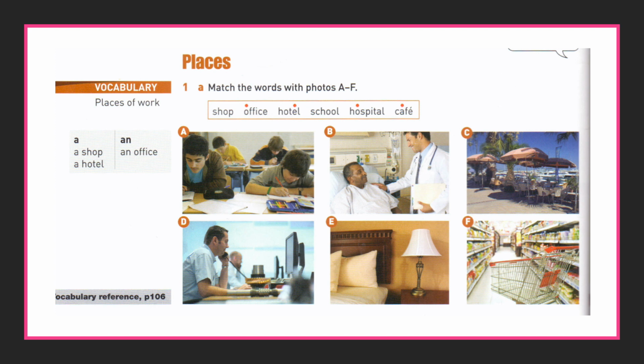Now if you answered, let's check these 6 different places together. Picture A, this is a school. B, a hospital. C, a cafe. D, an office. E, a hotel. And the last one, a shop. Okay?